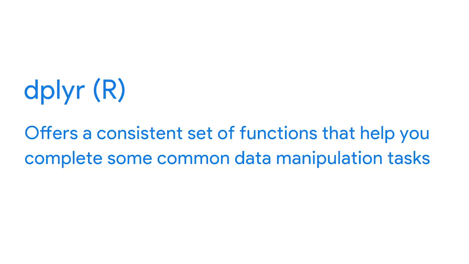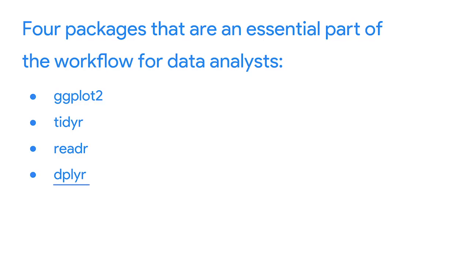Now, on to dplyr. dplyr offers a consistent set of functions that help you complete some common data manipulation tasks. For example, the select function picks variables based on their names, and the filter function finds cases where certain conditions are true. And yes, dplyr is another package we'll get to later. There's plenty to look forward to. So that's the Fab 4 of the Tidyverse. They'll all make your programming in R more straightforward and efficient.